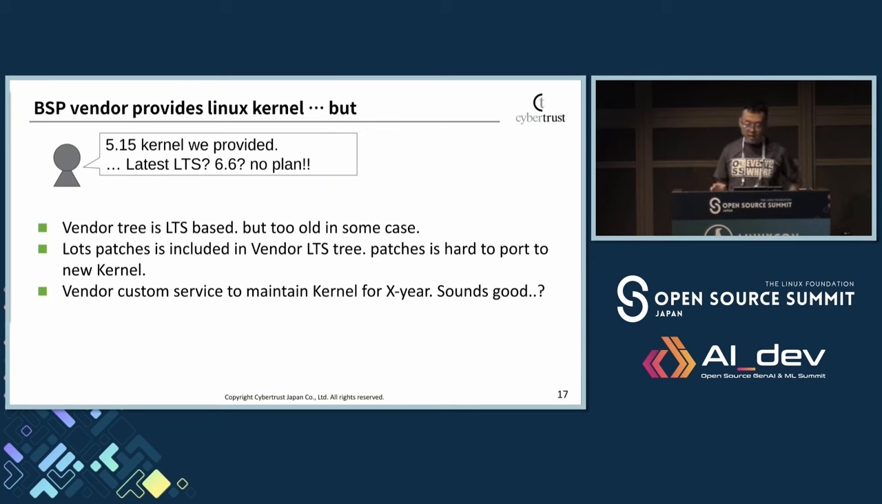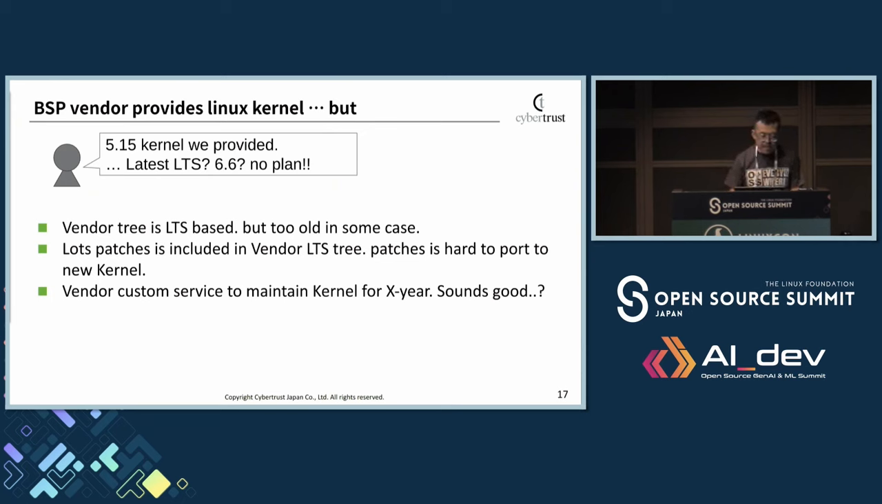The person who said it's okay because the BSP vendor provides the Linux kernel, I asked for more detail. This is what happened. He had been told to contact the BSP vendor, but the answer was not to expect it. We already provide the 5.15 kernel. Is there the latest LTS, 6.6? I have no plans. Everything works on the 5.15 kernel. Not all BSP vendors, but that person from a BSP vendor said that.